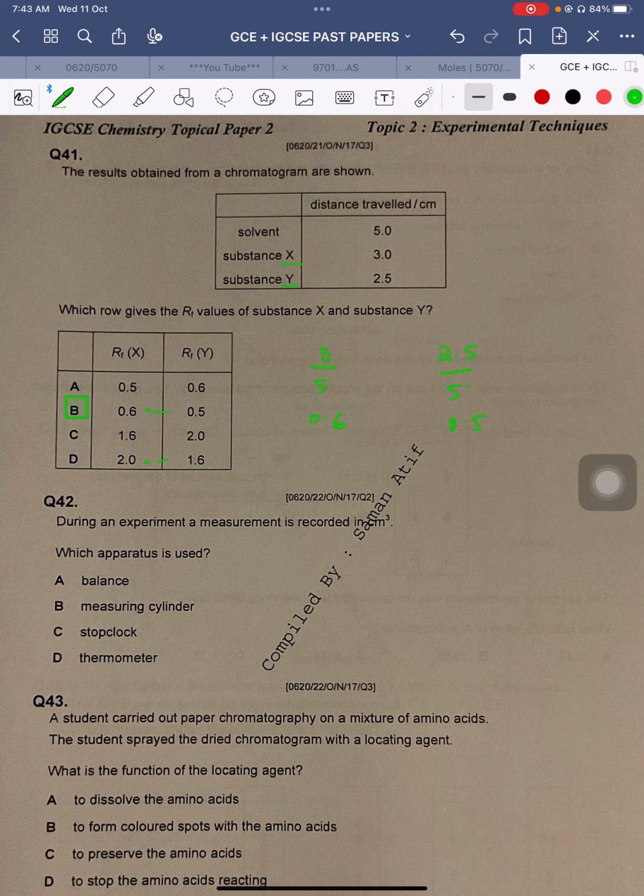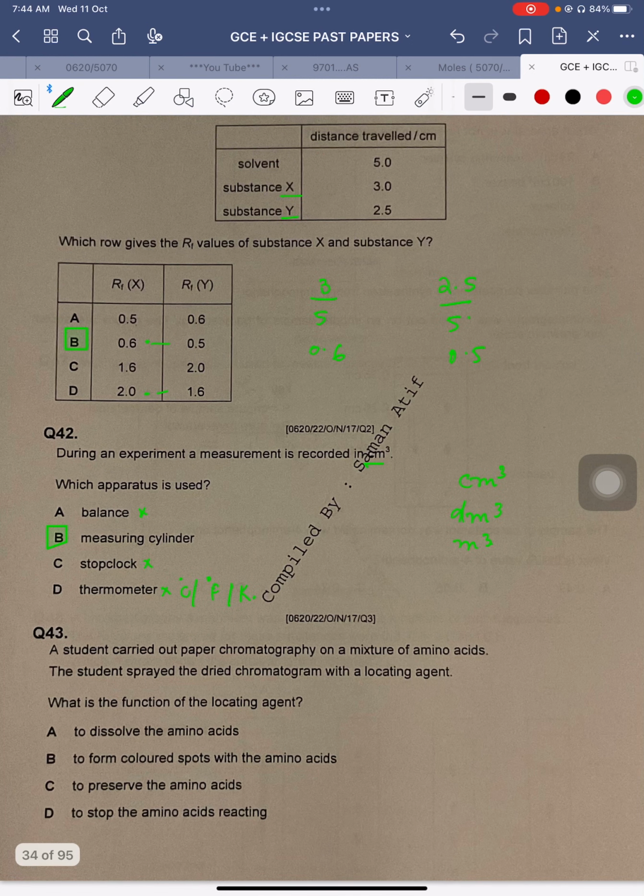Now, during an experiment, a measurement is recorded in cm³. Which apparatus is used? Balance? No, it is in grams. Stop clock? No, it is in seconds. Thermometer? No, it is in degrees Celsius, or degrees Fahrenheit or Kelvin as well. Now, the measuring cylinder is the only apparatus which will be used for the measurement of liquids. cm³ and dm³ along with m³ are the different measurements for liquids.